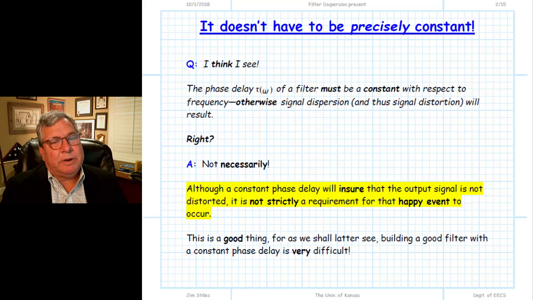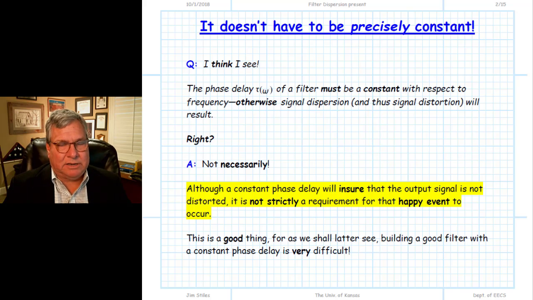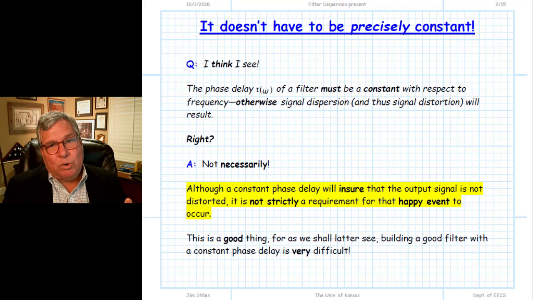Now you might conclude then that we need to design filters such that the phase delay is a perfect constant across the entire bandwidth of the filter. Every frequency that comprises the passband of that filter needs to have a phase delay which is the same as every other frequency. And of course, that would certainly eliminate the problem of signal dispersion and the distortion that it creates. But it turns out that's not really necessary to have a constant delay across the entire bandwidth, which is good news because building a filter with a constant delay across the entire bandwidth is difficult and puts other constraints on filter performance.